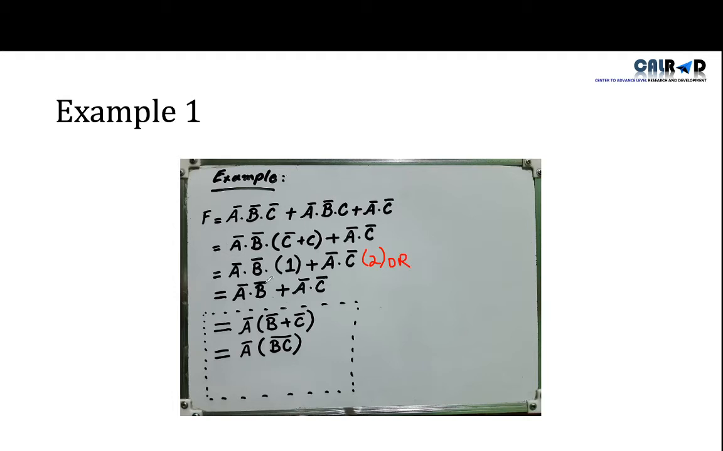Now we will see whether there is anything we can further do from this equation. First we will simplify this: A bar into B bar into 1 is equal to A bar dot B bar, and it will remain the same. Can we apply anything on this?